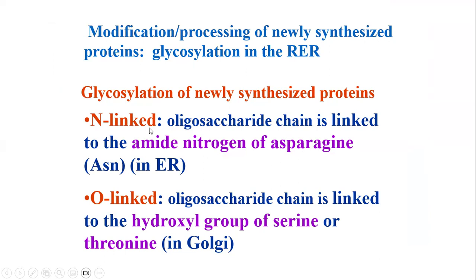One is the N-link glycosylation reaction, which involves the nitrogen of the amino acid asparagine residue. While in O-link glycosylation, there is involvement of the oxygen of the hydroxyl group of serine or threonine amino acids. The O-link glycosylation reaction takes place in the Golgi complex, while the N-link glycosylation reaction takes place in the endoplasmic reticulum.